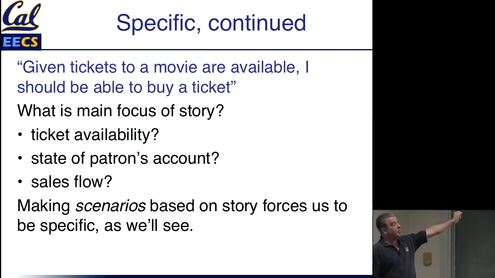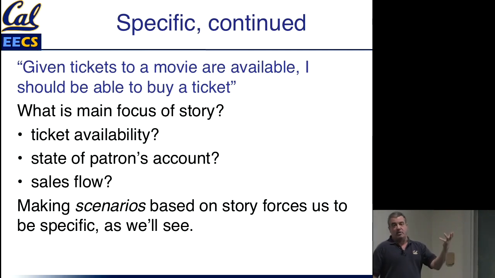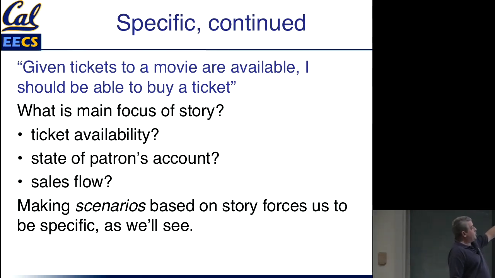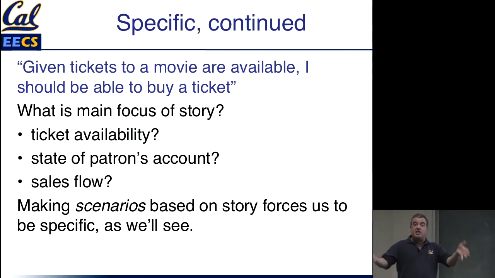But it's hard to tell what the main focus of the story is. Is the idea that we're trying to make sure, from the box office point of view, that the correct computation of tickets being available is done? Is that the point? So that if you're looking at a movie that is sold out, you don't see the opportunity to buy? Or is the story really about the patron having an account, and if I buy tickets, then the next time I log in, I should see in my account that I have those tickets? Or is it just about the flow? What are the specific steps the patron should take in buying a ticket, and what should happen at each of those steps? It's hard to tell any of those things just from this formulation.